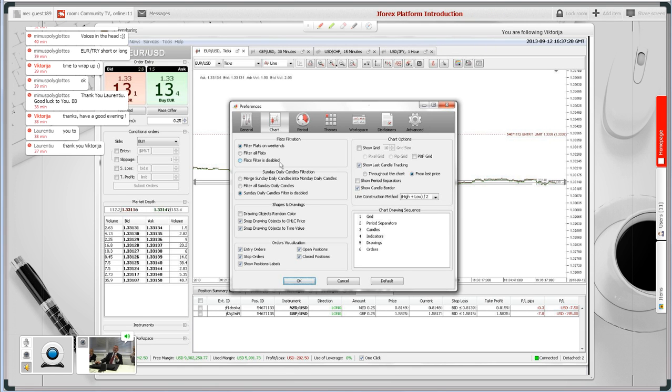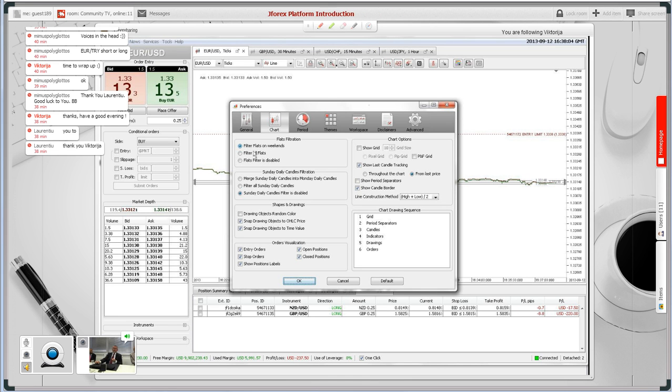I recommend that when you have the flat filtration, you do it for the weekend. This is very important, especially if you have robots or trading systems. If you have, let's say, a moving average indicator, and you have 48 flat elements on your system, it will say something is wrong. If you clean it with this filter, you will have only the market prices in your indicators, no unreal prices.